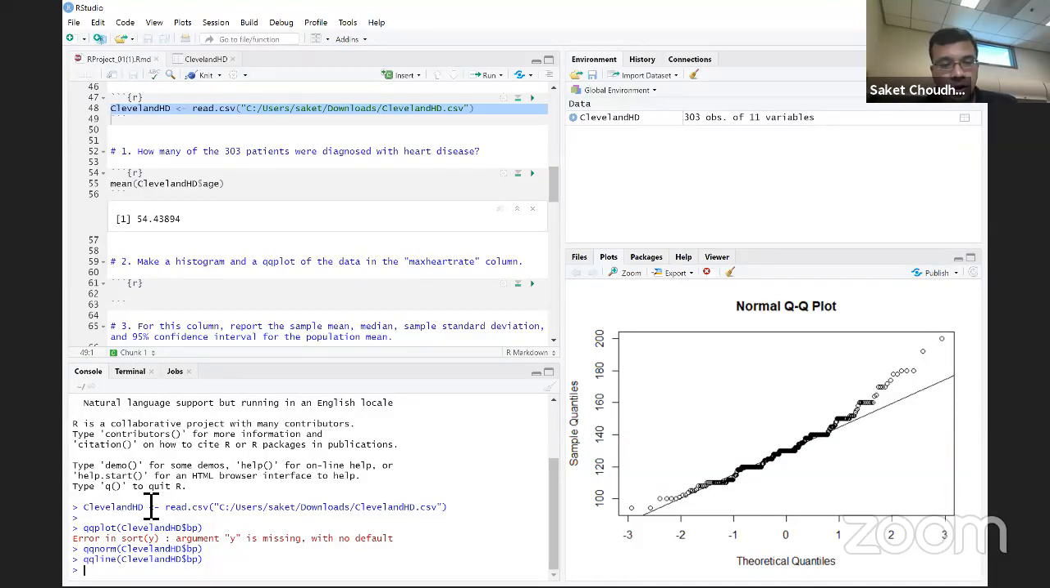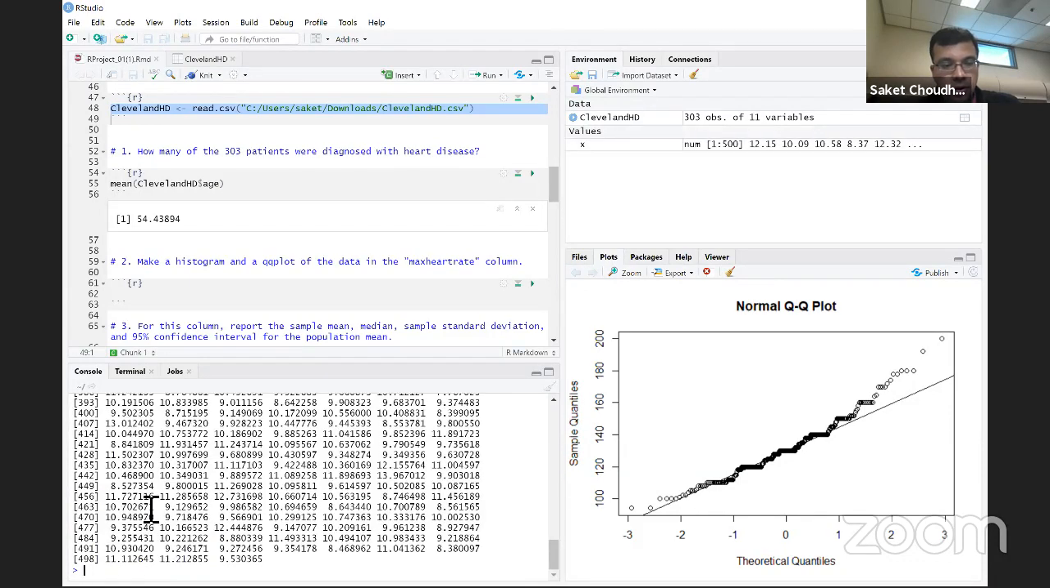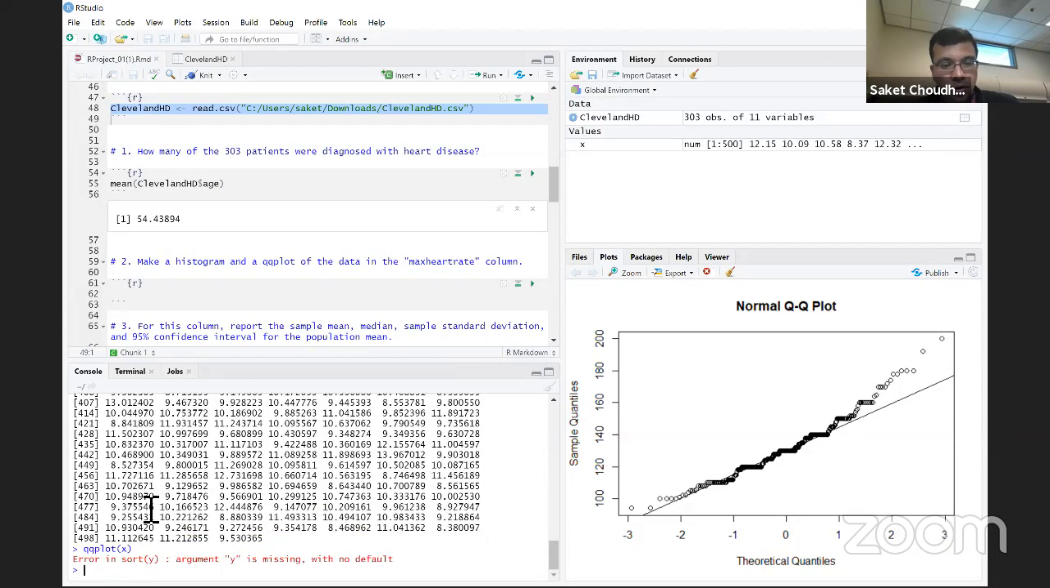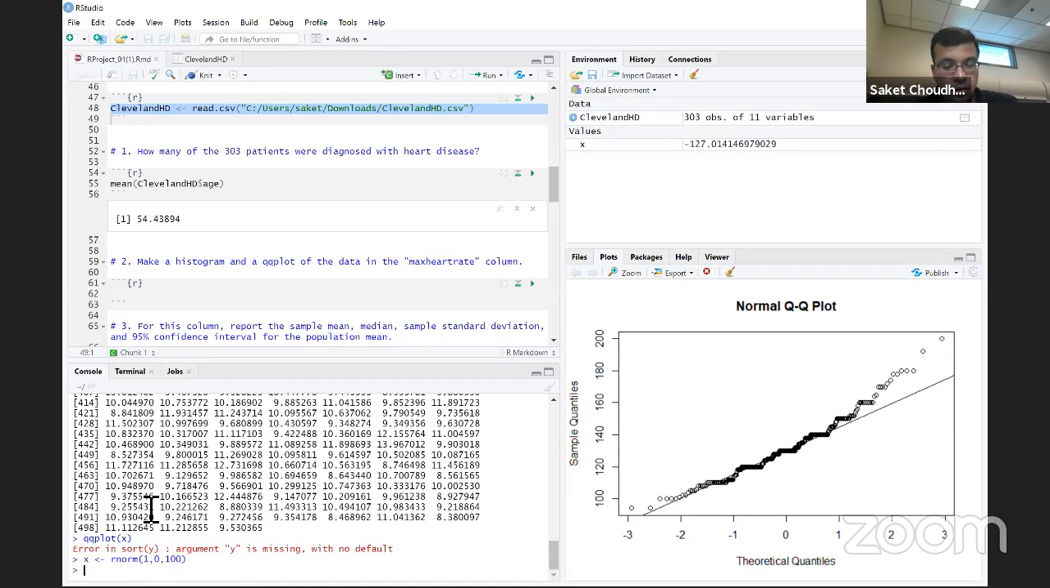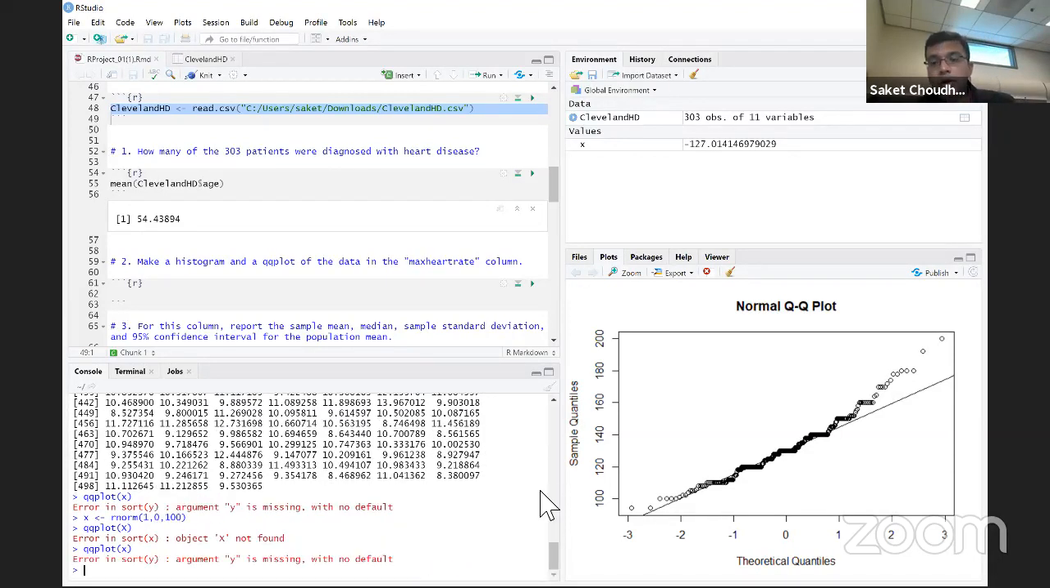So let's do a quick check. I can simulate a random variable. Let's see how long. One second. I keep using the wrong command. Okay.